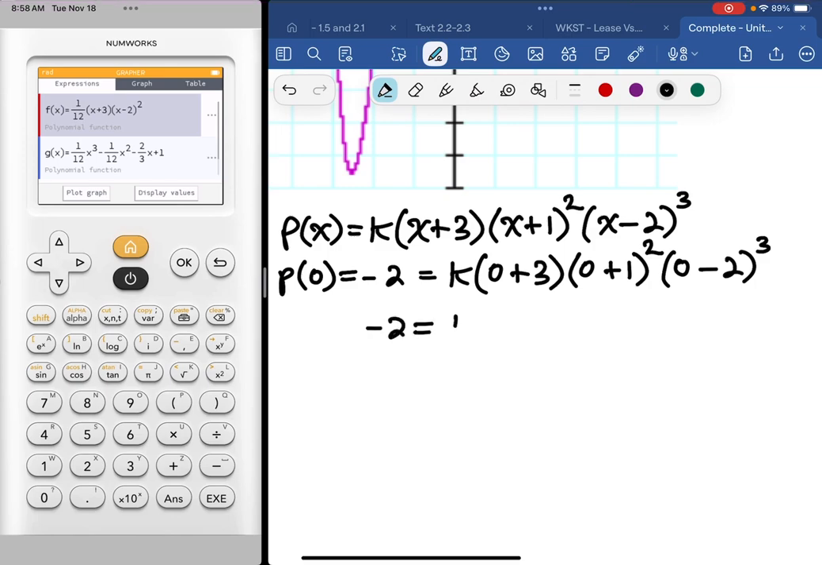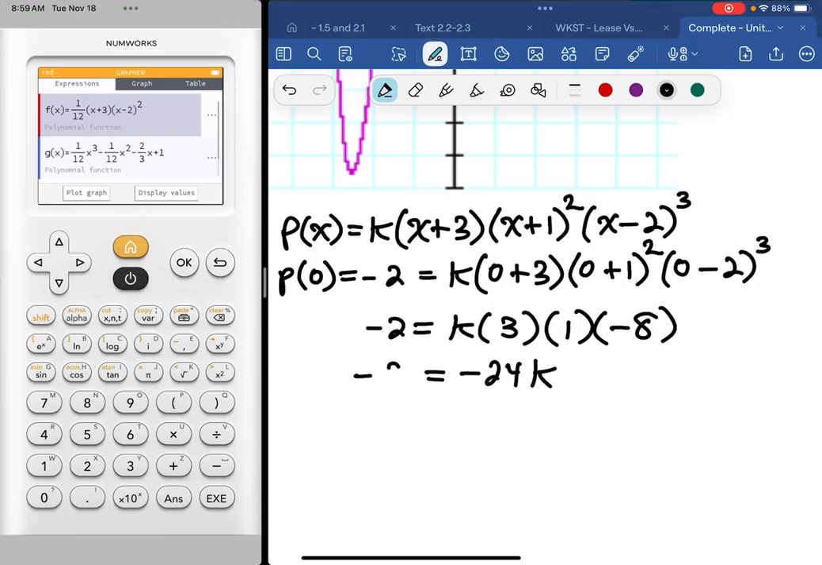So negative 2 is equal to k times 3 times 1 times negative 8. So k is equal, well, we'll get to that in a second. 3 times negative 8 is negative 24. Divide both sides by negative 24. K is going to be equal to 1/12. I promise they won't always be 1/12.